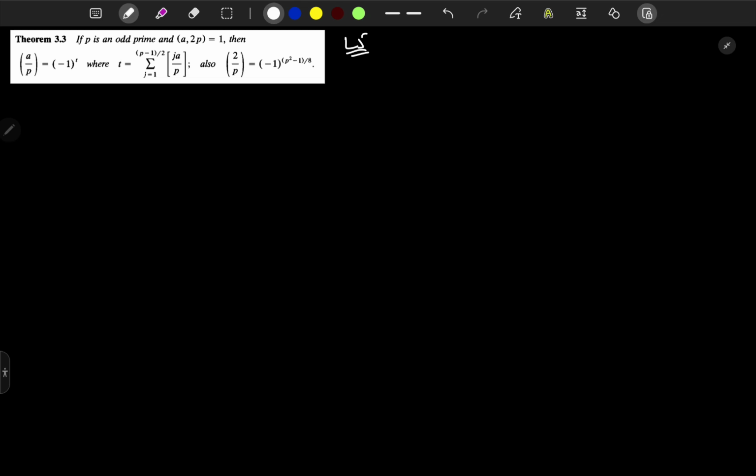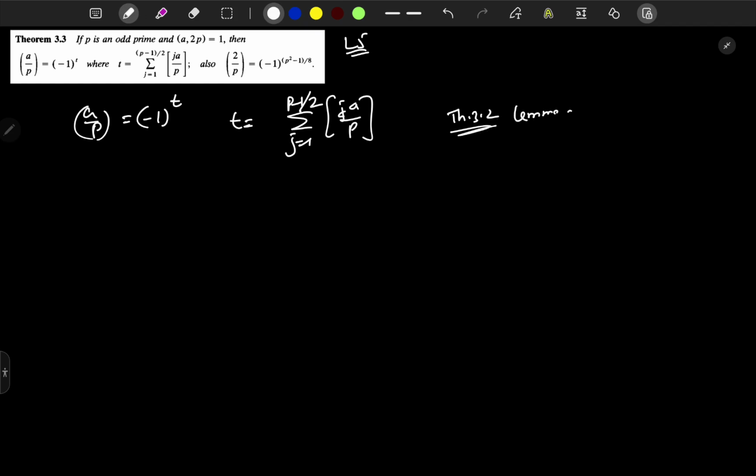So today let's see theorem 3.3. Theorem 3.3 says that (a/p) equals (-1)^t, where t is the sum over j from 1 to (p-1)/2 of floor(ja/p). So we need theorem 3.2, that lemma of Gauss. We will use that lemma of Gauss in this theorem.